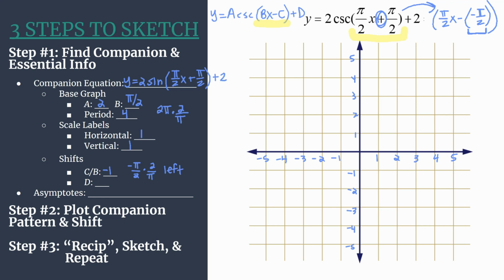Now, D is going to be our vertical shift, that plus 2 at the end of the equation. So that means we're going to shift up 2 units.